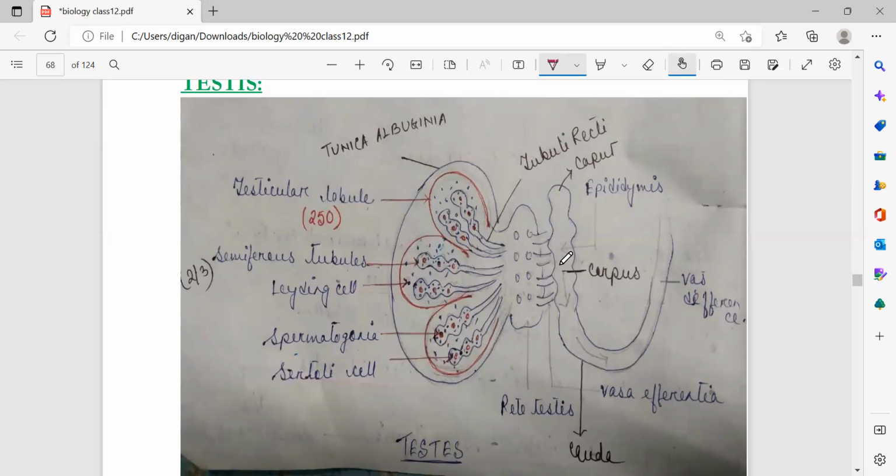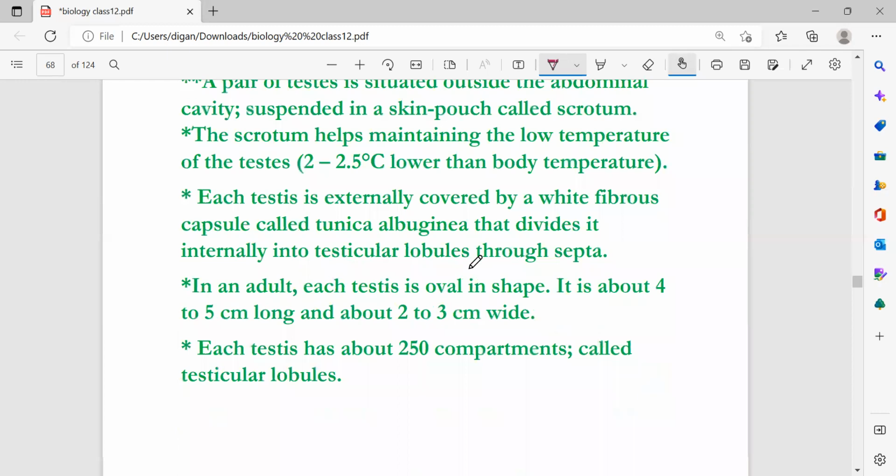In the epididymis, there are three parts. The upper part is known as the caput, the middle part is known as the corpus, and the lowermost part is known as the cauda. And from here, it goes through the vas deferens. So this is the complete longitudinal structure of a testis. Now come to the explanation.